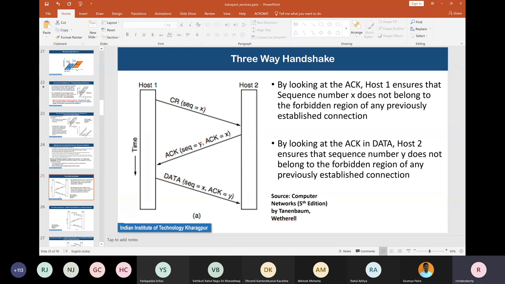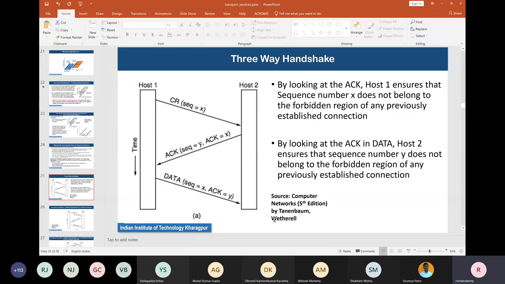Sir, SEQ equals to Y and ACK equal to. Yes, tell me. Yeah, which ones? Host 2 will send first data packet that host 2 sent, which has not been shown here. What will it have in the sequence field and acknowledgement fields? Y and X respectively. Y and X plus 1. Y and X plus 1. Y and X it has already sent.